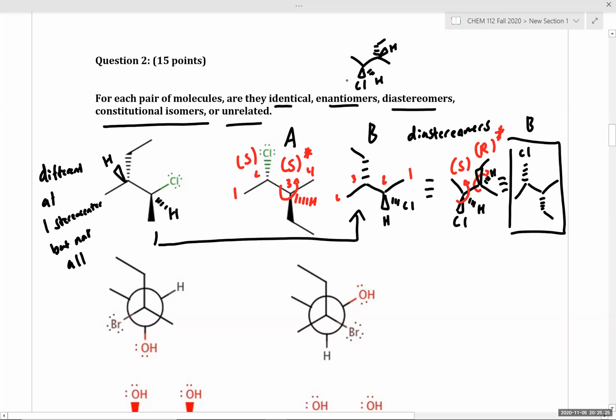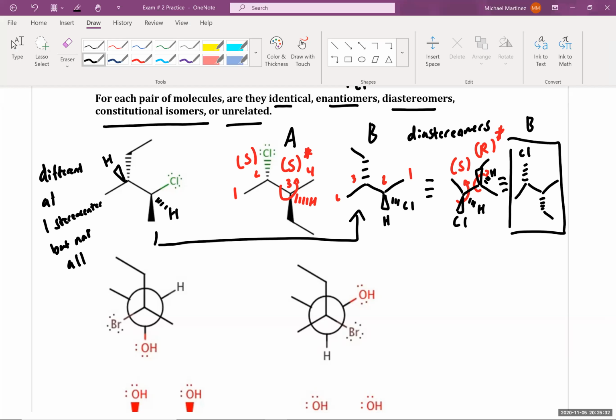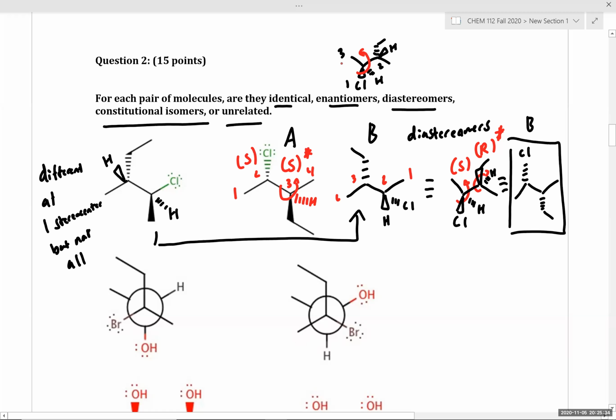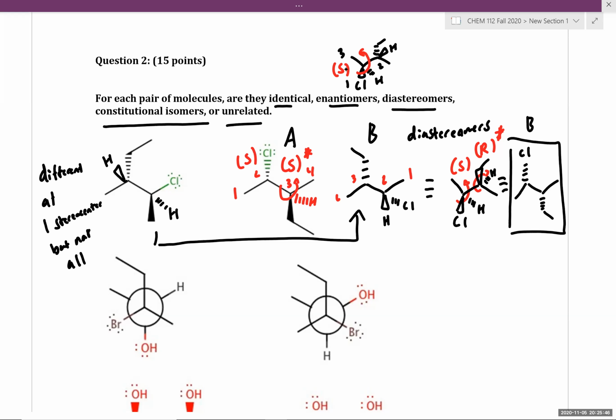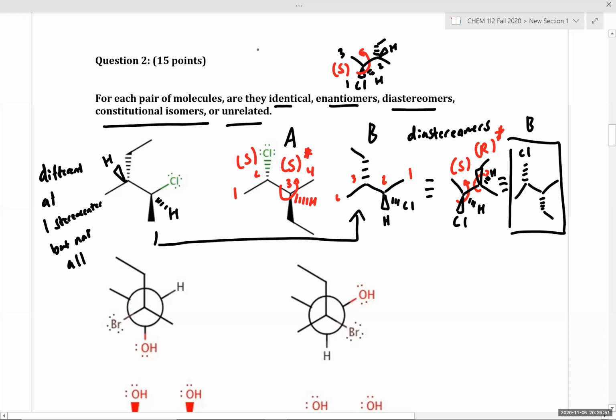Okay, so chlorine's priority 1, the side group's priority 2, the methyl's priority 3. So then if we go from highest to lowest priority, that would be an S stereocenter. Does that make sense? Is that visible now?